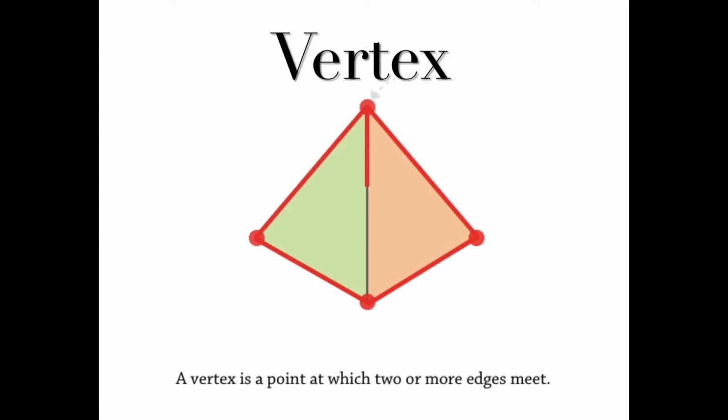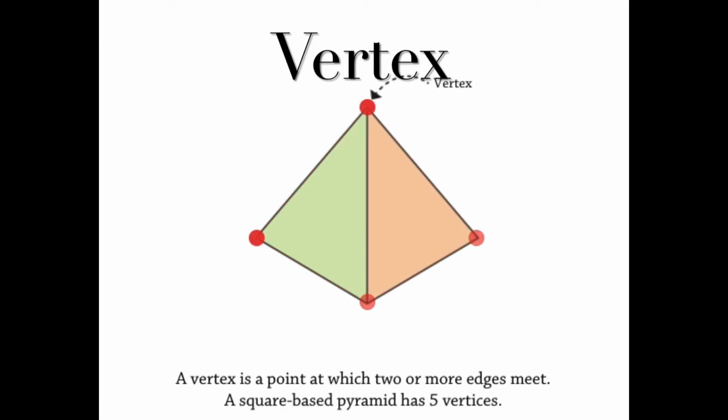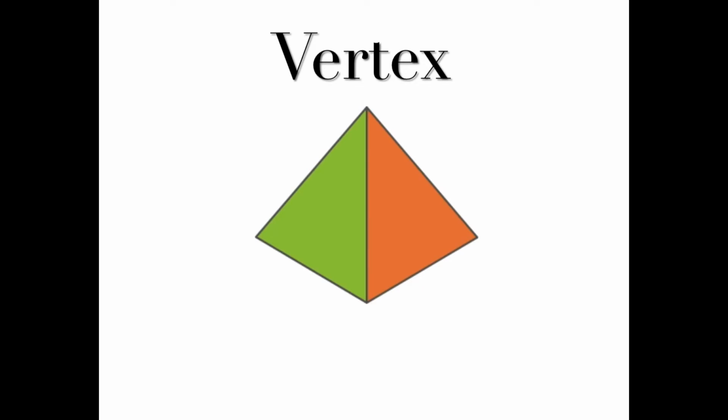Now, vertex starts with that letter V, and I remember what a vertex is just because I remember that V is sharp and the vertex is the sharp, pointy part of a shape. When there's more than one vertex, we call it vertices. That's the plural of vertex. So this particular shape here has a few vertices. Those are the three parts of any three-dimensional shape: the face, the edge, and the vertex.